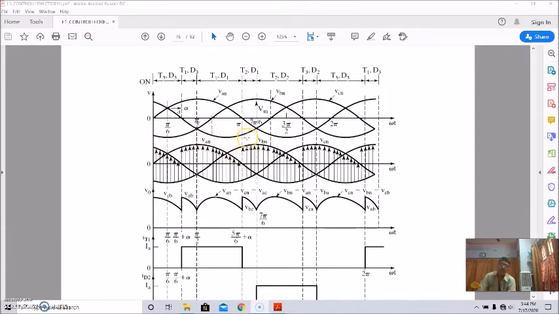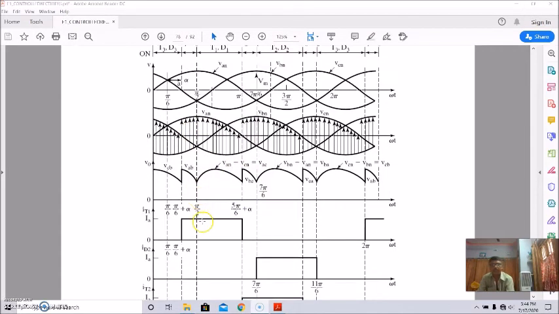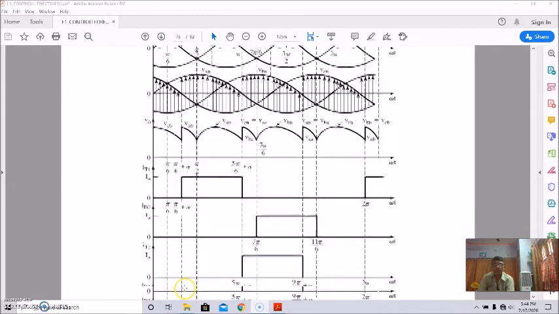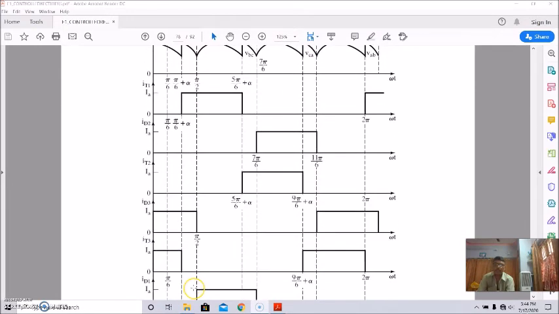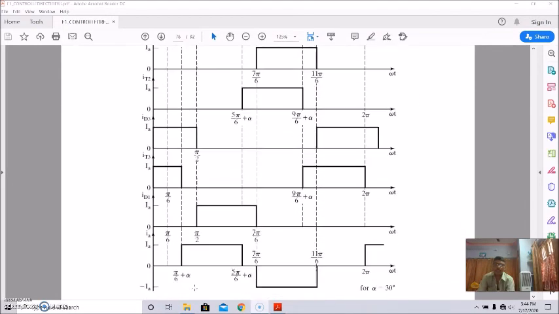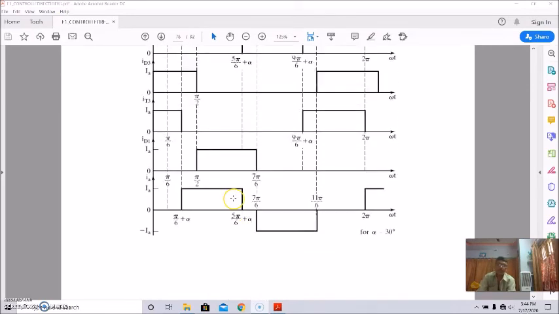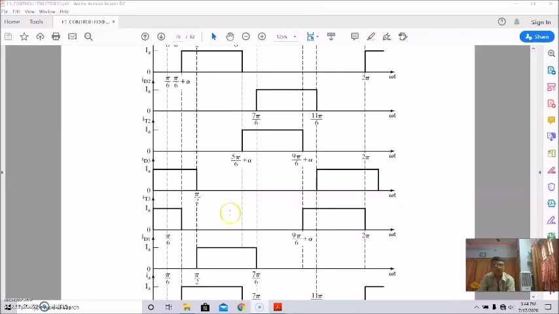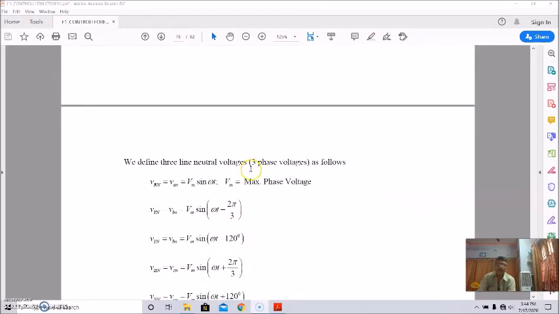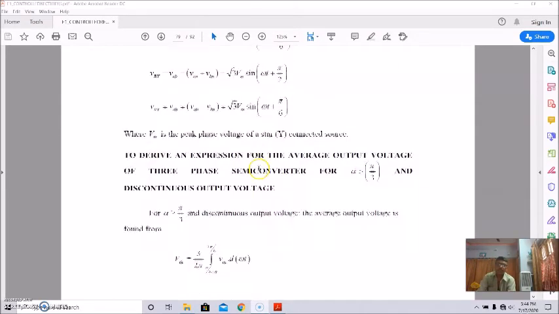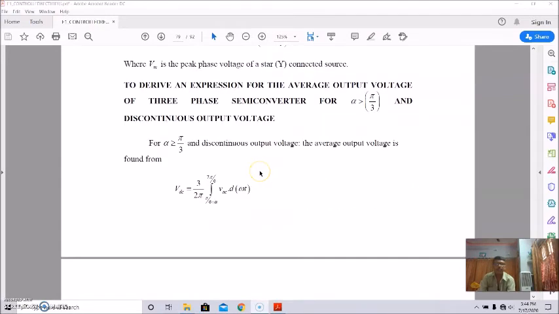So you can find out the output voltage and the different current conduction, that is through resistor 1, diode 2, resistor 2, diode 3, resistor 3, and diode 1, then the supply current. Okay, so that is about this without freewheeling diode.